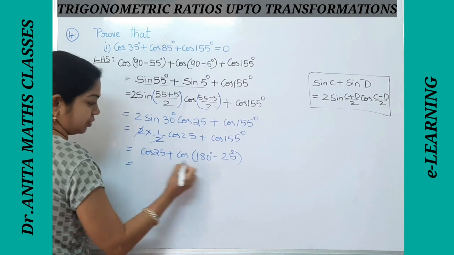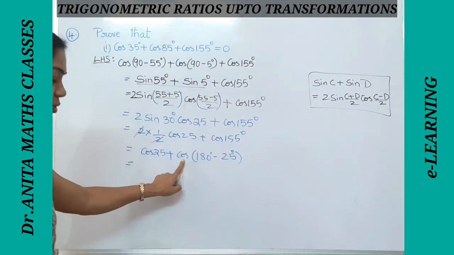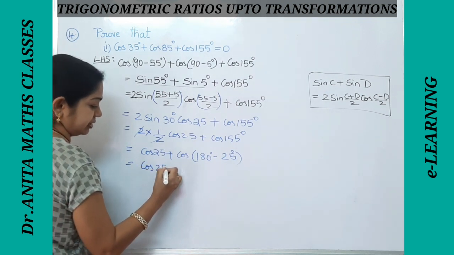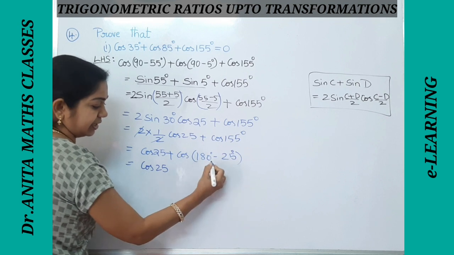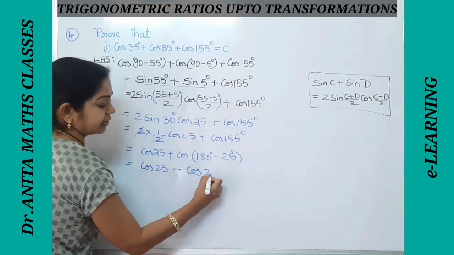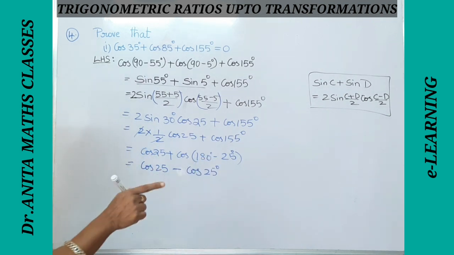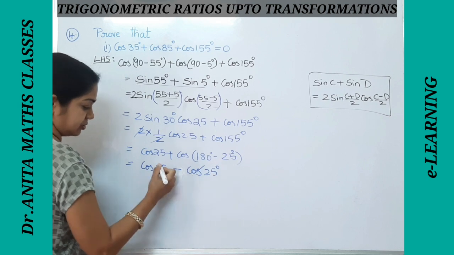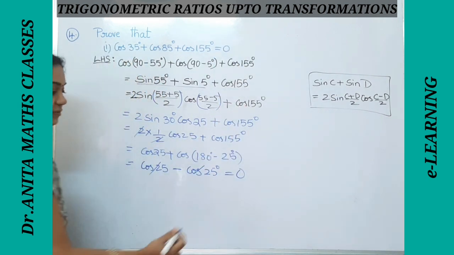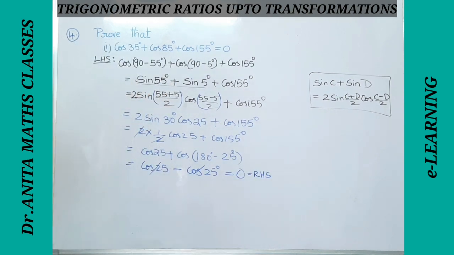180 minus 25 comes in the second quadrant. In the second quadrant, cos is negative. Cos 180 minus 25 gives cos only, but with a negative sign, because in the second quadrant only sine and cosecant are positive. So you can cancel off these two and you get 0. 0 is the answer, the RHS, since we started with LHS. Please pause the video and note it down. Let's see the next one.